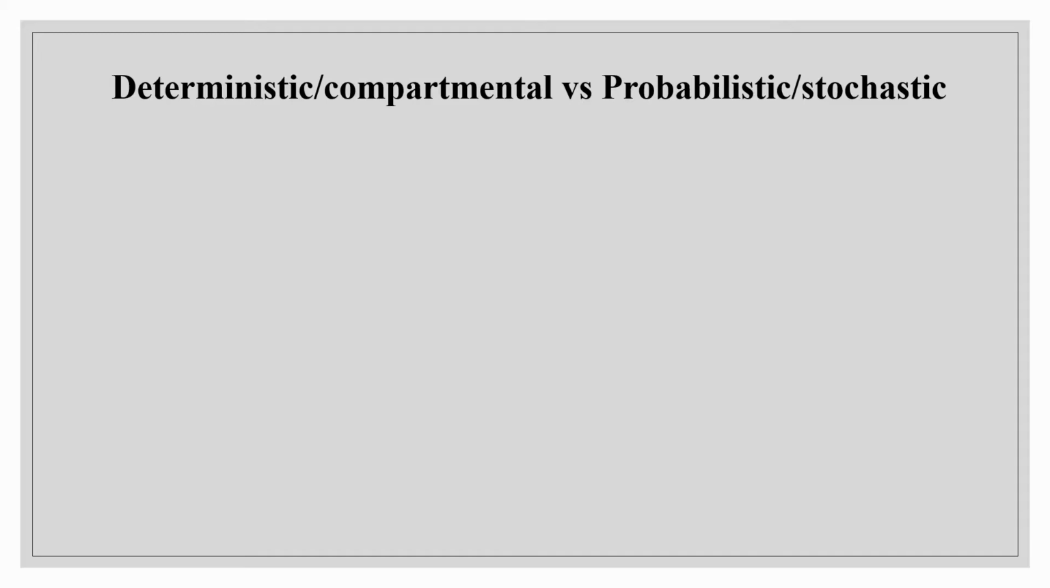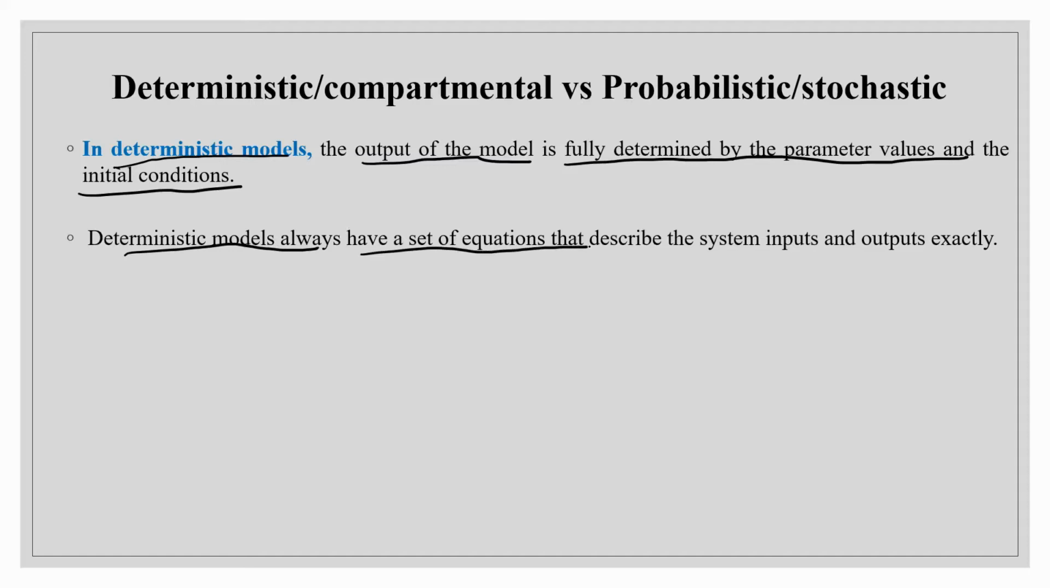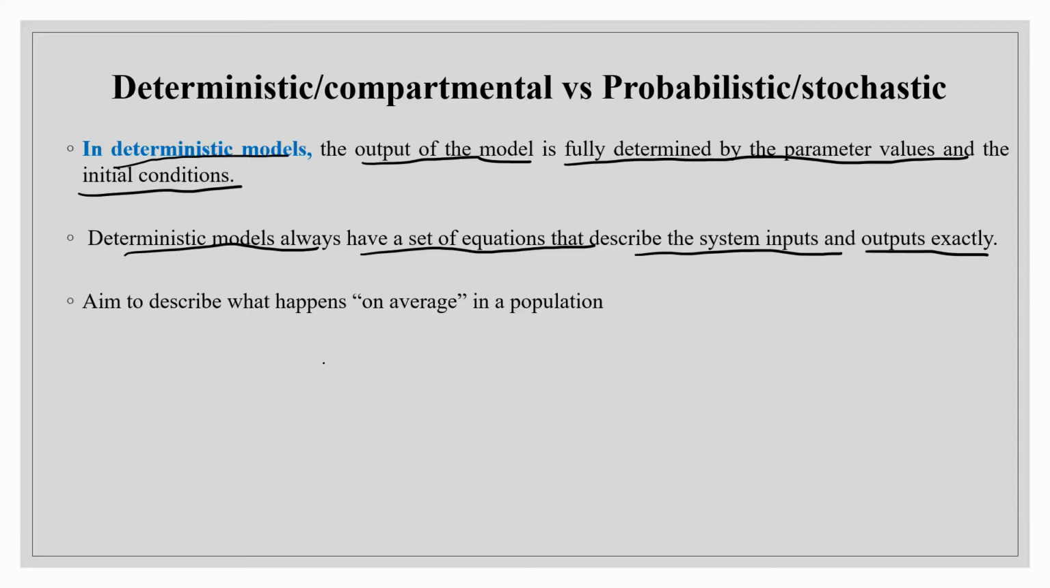Now we will discuss the difference between the deterministic model, which we can also call the compartmental model, versus the probabilistic or stochastic model. As you know, in a deterministic model, the output of the model is fully determined by the parameter values and initial conditions. Deterministic models always have a set of equations that describe the system's input and output exactly, and it describes what happens on average in the population.